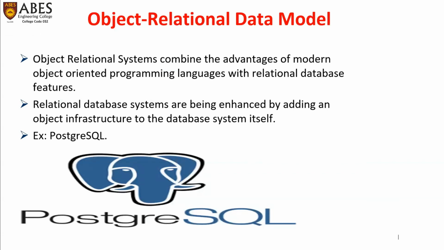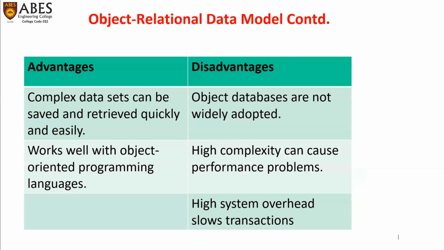An object relational system combines the advantages of modern object-oriented programming languages with relational database features. It means object relational data models are a combination of relational database plus object-oriented database. Relational database systems are being enhanced by adding an object infrastructure to the database system itself. An important example is PostgreSQL, which uses the object relational data model.